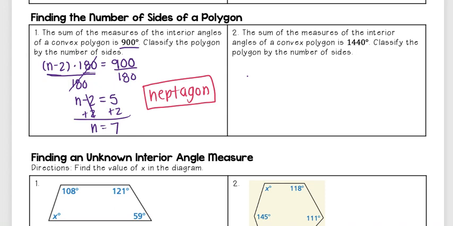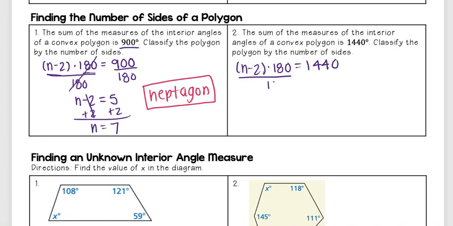Okay, going through a similar problem. This time the sum of the measures of the interior angles is 1440, and I want to classify it by the number of sides. So I have n minus 2 times 180 equals 1440.